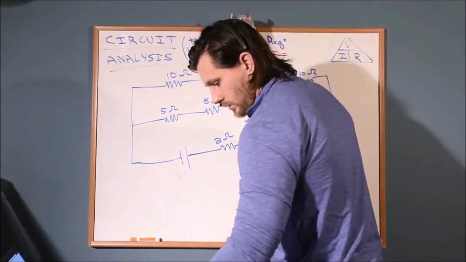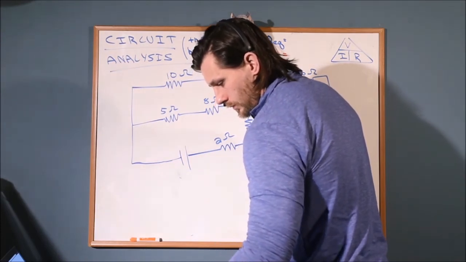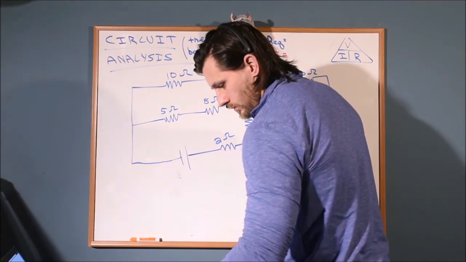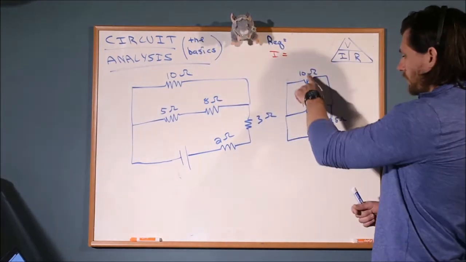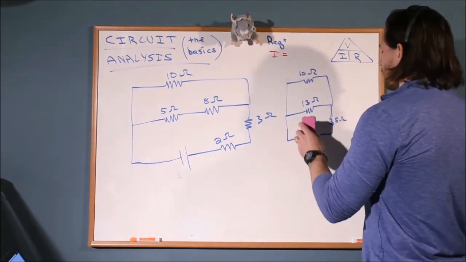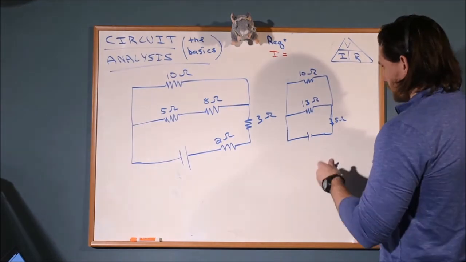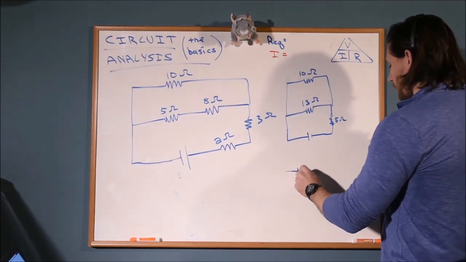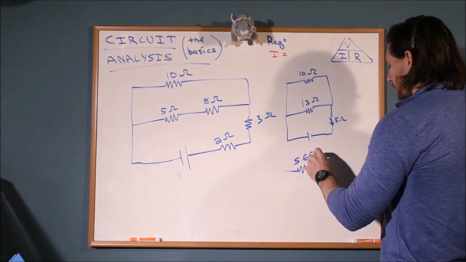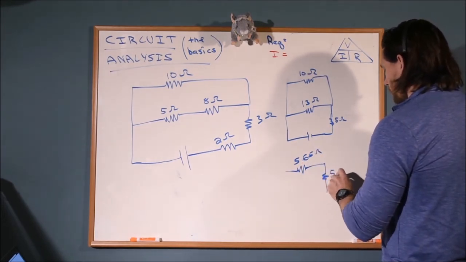One over 13. Okay, so if I do those two in REQ, I get 5.65 ohms. Let's just redraw this here. So we got 5.65 ohms with this one, which is 5 ohms.